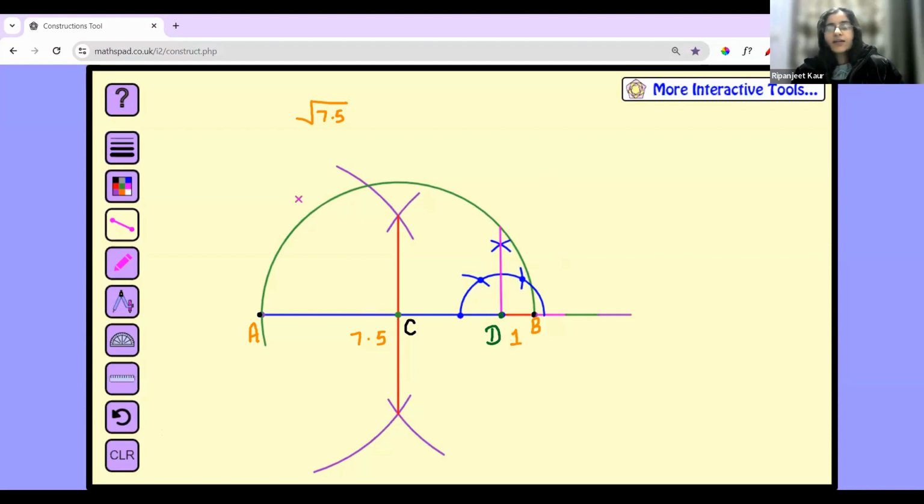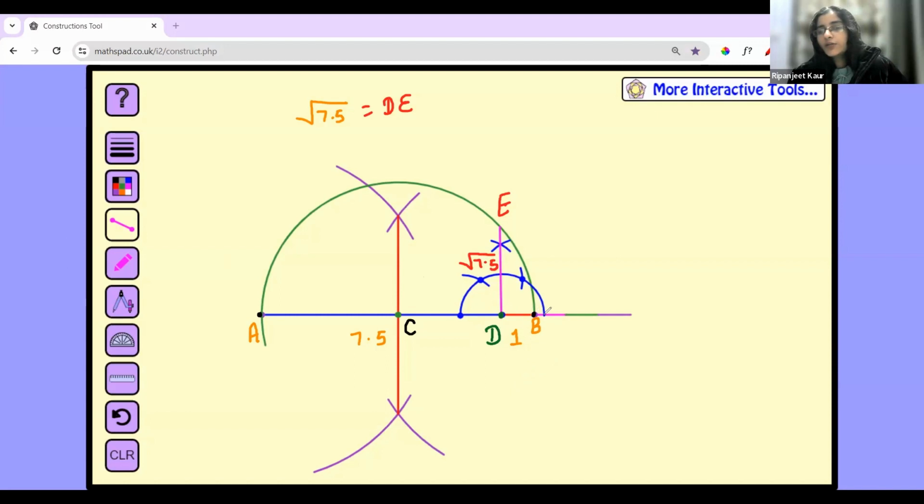So now our construction is done of making what? Well, of making root 7.5. So this line that we have made, this pink line, D to E, this D to E is representing root 7.5. But how to represent it on the number line?